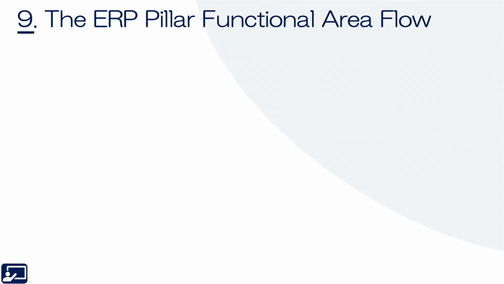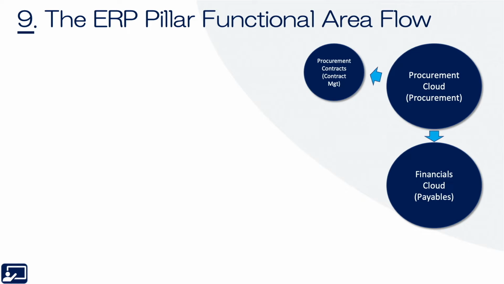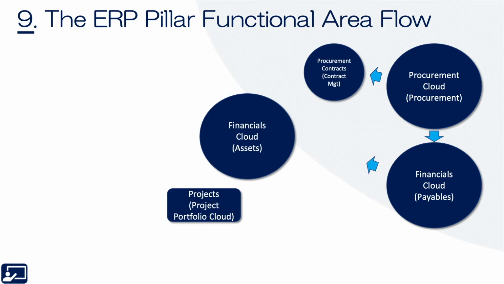Ninth topic, the ERP Pillar functional area flow. This slide shows how the functional areas are linked together at a very high level. Obviously, different implementations, different configurations. So let's walk through the slide starting with procurement in the upper right. So first you may have procurement. It may interact with procurement contracts. And then you have financials cloud, or payables, to settle the transaction. Those transactions may make entries into fixed assets. They may also create entries within projects.